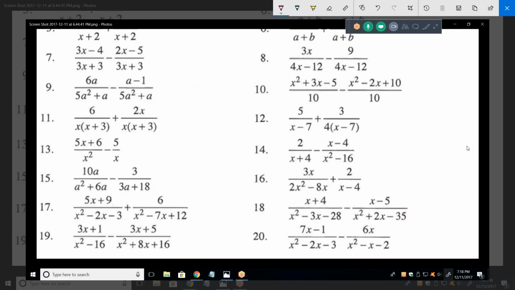Let's see, where was that? That was 17. Okay, 18. Let's write 18 out, but before I rewrite it, factor that and factor that. And I'm going to start up here in the upper left.